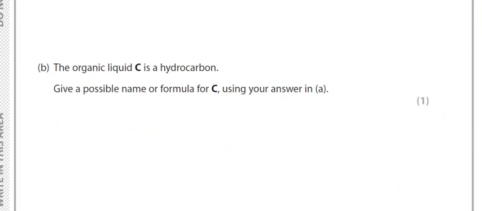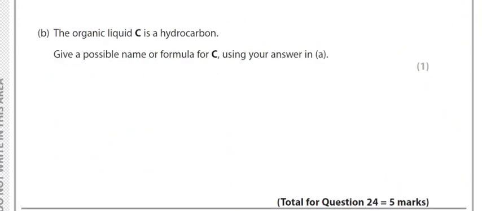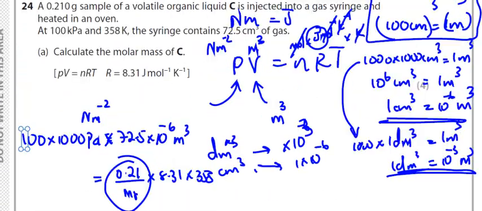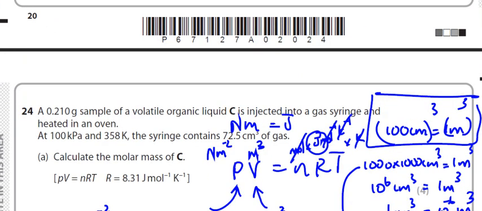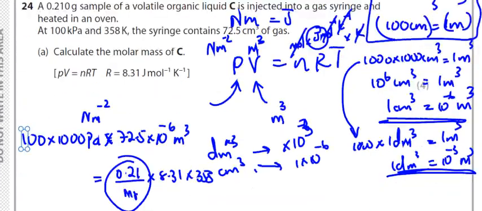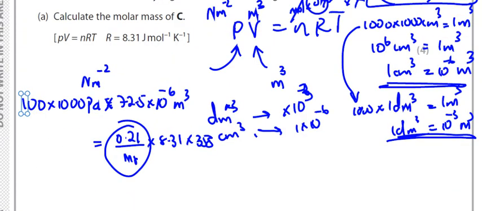The organic liquid C is a hydrocarbon. Give a possible name or formula for C using your answer in A. For that you need to know the molar mass. Then you know the hydrocarbon. We can easily work out the formula of the hydrocarbon if you know the molar mass. So let's work that out.